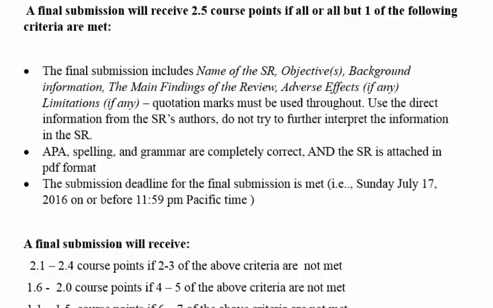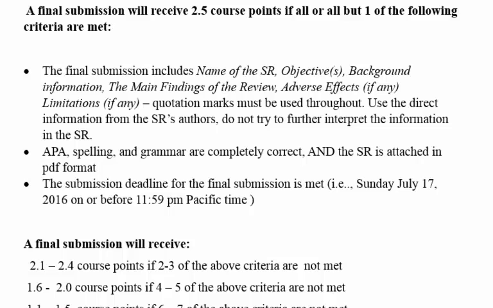The criteria for receiving the full 2.5 course points are listed below. Find the critical elements of that systematic review within the abstract and the plain language summary. So in your final submission, if you include the name, the objectives, the background, the main findings, adverse effects, if there are any, and limitations, if there are any, using the quotation marks throughout, you should receive all 2.5 points. APA, spelling, and grammar need to be completely correct to receive the full points, and you need to meet the deadline for submission.